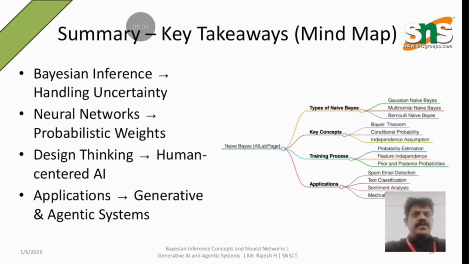So the summary here covers the types of Bayesian theorem, the key concepts, the design thinking touch, and finally applications. We have come to know that.